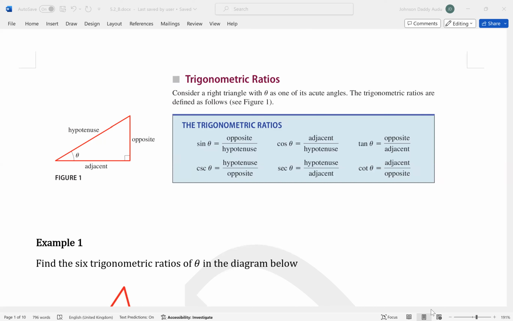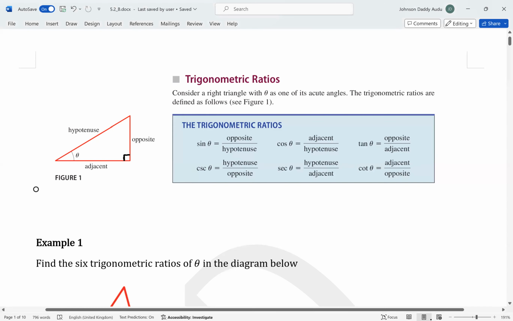Hello viewers. In this video, we'll be looking at trigonometry ratios for a right angle triangle. As you can see here in figure 1, this is a right angle triangle. A right angle triangle is a triangle where one of the angles is a right angle. In other words, it's 90 degrees. So here we have a 90-degree angle, and here you have our theta, right?